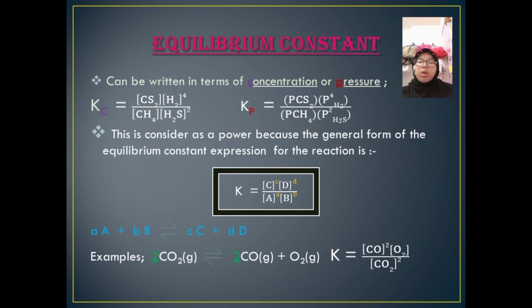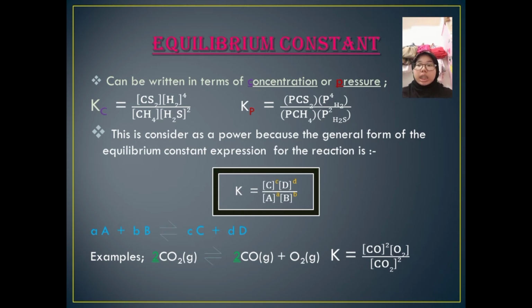Today I would like to talk about significant application of power. As one of its functions in chemistry, we choose the equilibrium constant. The equilibrium constant can be written in terms of concentration and pressure, as we can see in the slide.